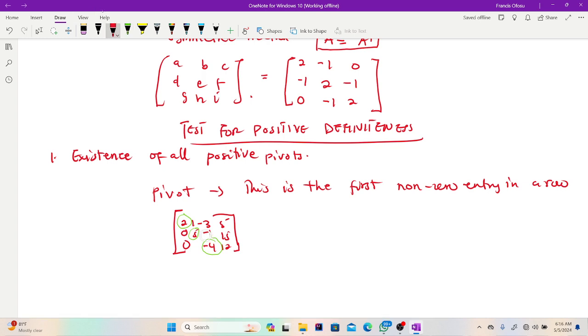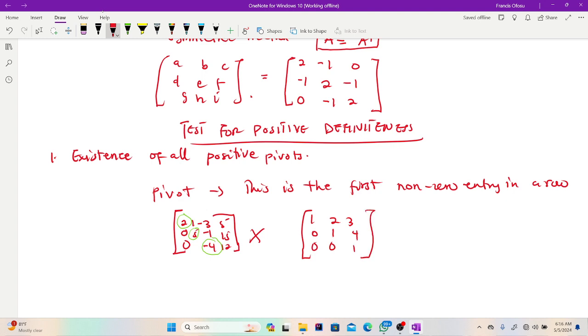And even from the matrix I've given as an example, you realize that 2 is positive, 5 is positive, but negative 4 is less than 0, or is negative. So this can't be a positive definite matrix. So let's consider this matrix. Let's say 1, 2, 3, right? Or 0, 0, 1, 0, 4, 1, 4, 1.